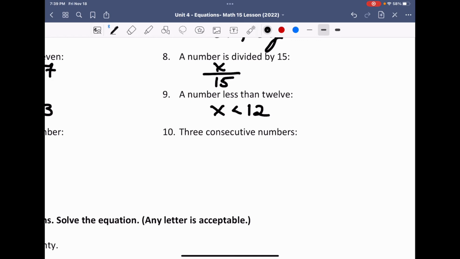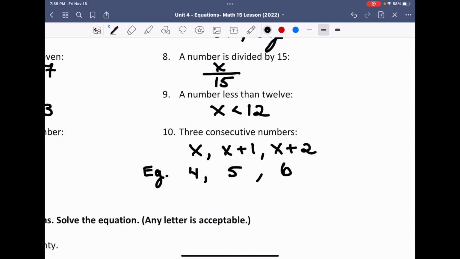Well, let's choose x to represent our first number. The next number after x, or whatever number we would select, would just be x plus 1. And the number after the plus 1 case, we would just have to add another 1, or say x plus 2. Let's actually show this through a direct example here. If I choose the number 4, well, 4 plus 1 is 5, and 4 plus 2 is 6. So now I have 3 consecutive numbers.